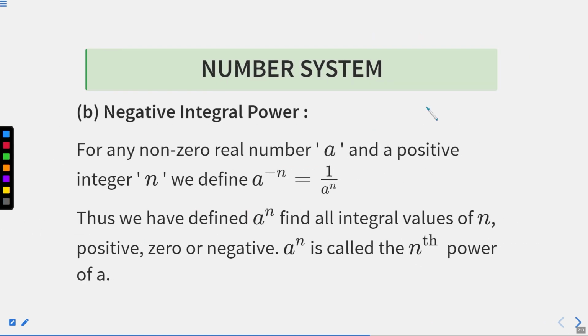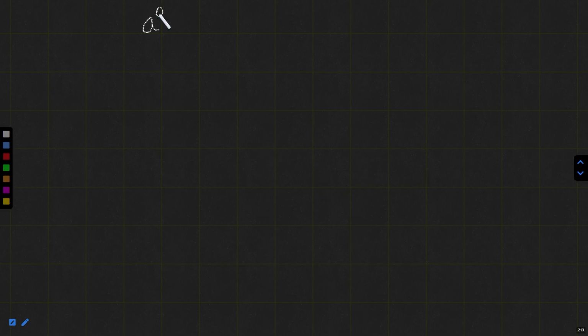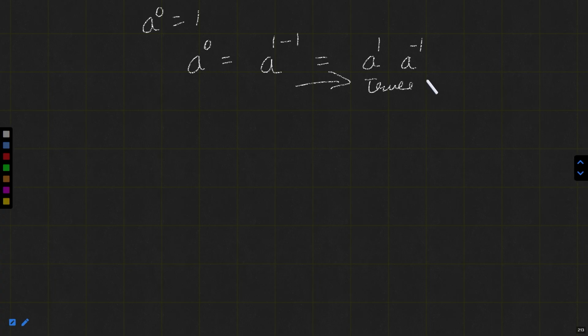Let me give you a little proof that a to the power 0 is 1. I can write a0 as a to the power 1 minus 1. And a to the power 1 minus 1, I can break down like this: a to the power 1 times a to the power minus 1. You will see this holds. Now we know a minus 1 is 1 upon a. For the sake of proof, just be with me and do some assumptions.